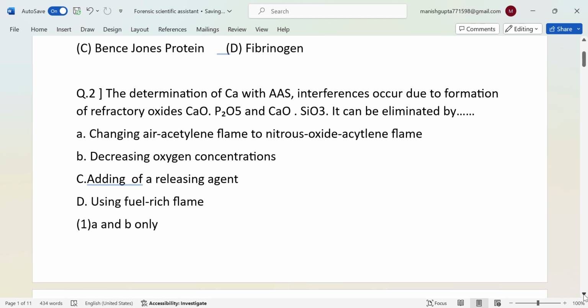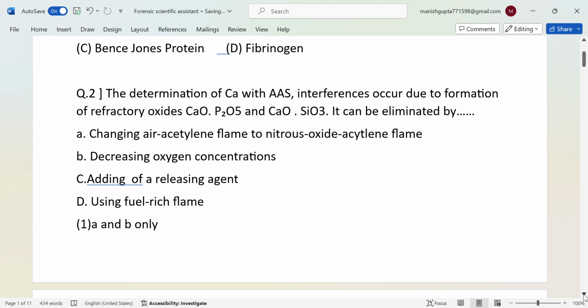These are all previous year questions of forensic science assistant exams. Question number 2. In the determination of calcium with atomic absorption spectroscopy, interference occurs due to formation of refractory oxides, calcium oxide, diphosphate pentaoxide, and calcium oxide and trisilicon oxide. It can be eliminated by option A: changing air acetylene flame to nitrous oxide acetylene flame.